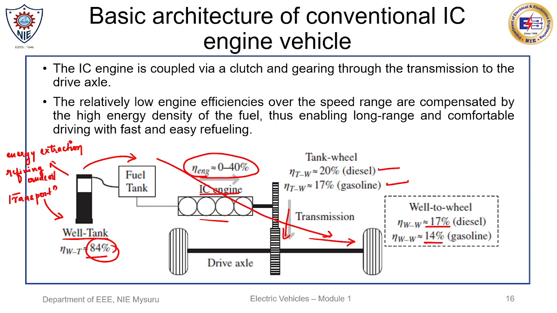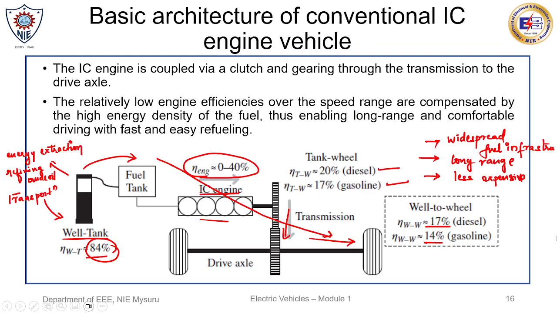But besides all this, ICs are still common mainly because of widespread fuel infrastructure. And another reason why it is commonly used is long range. It has very long range, and also it is less expensive. So these are the main reasons why ICs are still common in the market.